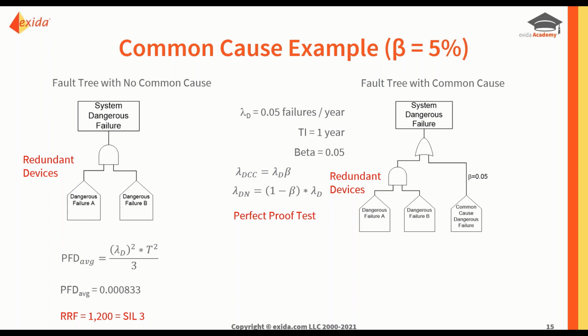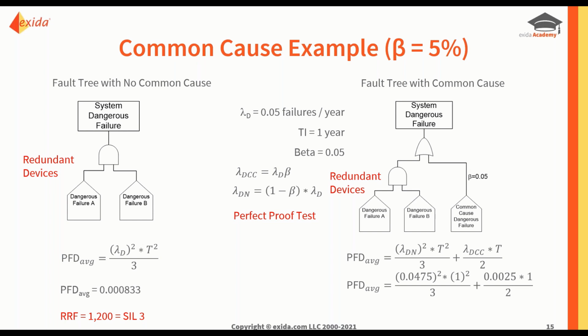Over here now, we change our formula because we have to add in the PFDavg as a result of the common cause, and you can see the formula changes. If we plug in our numbers, you'll see that instead of it being a SIL 3 at 1200, we're now down to a SIL 2 at 500. So simply going from not including common cause, and it's only 5%, remember, to including common cause, we go down from a SIL 3 to a mid SIL 2. And this is with perfect proof testing. So now let's consider the real world.